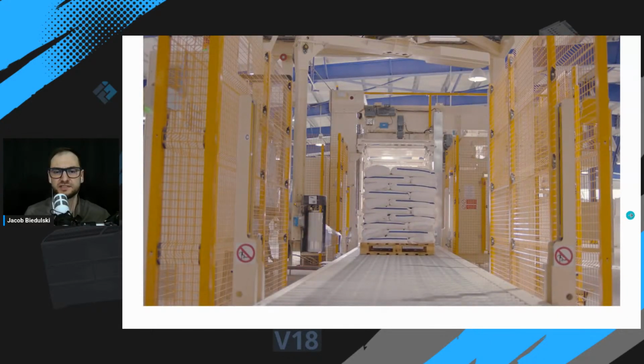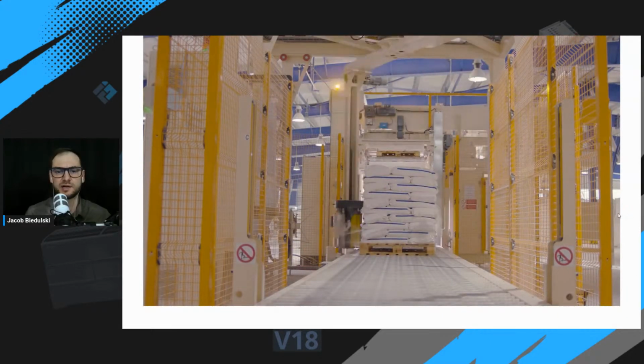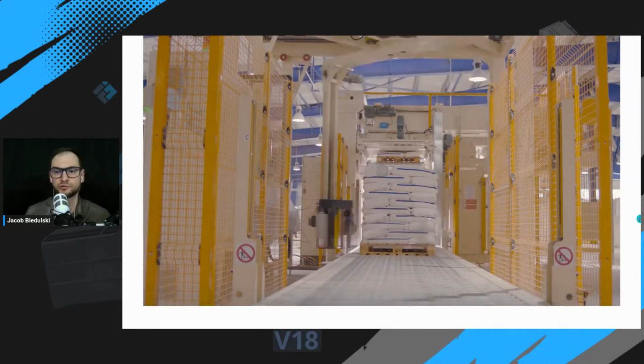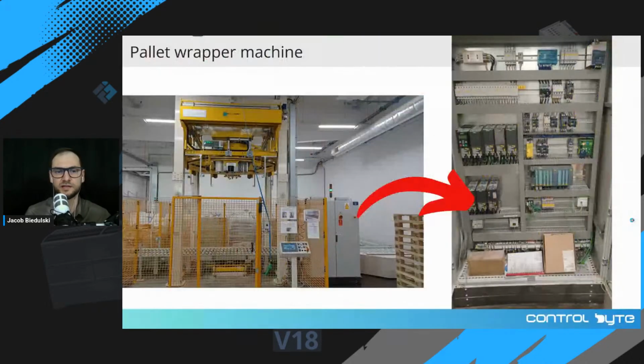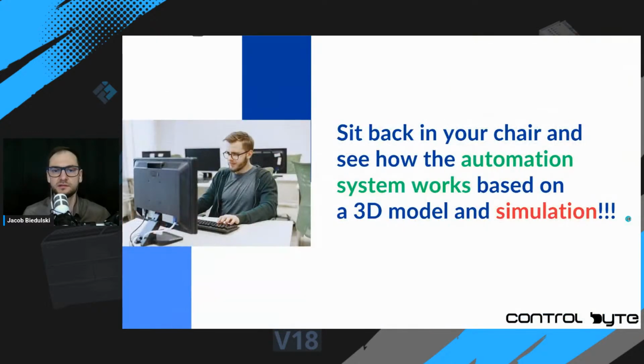This is a conveyor system for such a pallet wrapper and the wrapping module in action. Right now you can sit back in your chair and see how the automation system works based on a 3D model and a simulation.